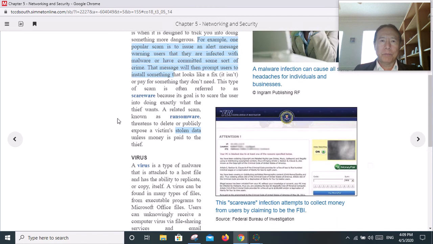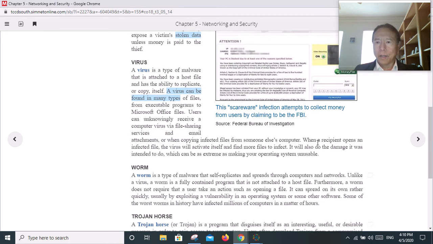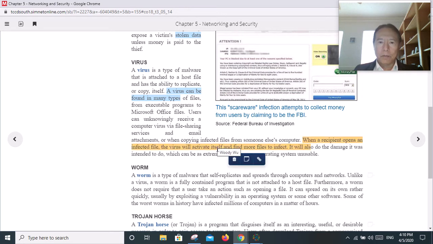The second type here, you don't have a malware, you have a type of hackers attack called virus. A virus can be found in many types. Typically, when you open a file, you get the virus. So virus is actually a very generic term used in general to talk about hackers attack. Everything can be a virus. "My computer got a virus," everybody knows. And there are different types of virus.